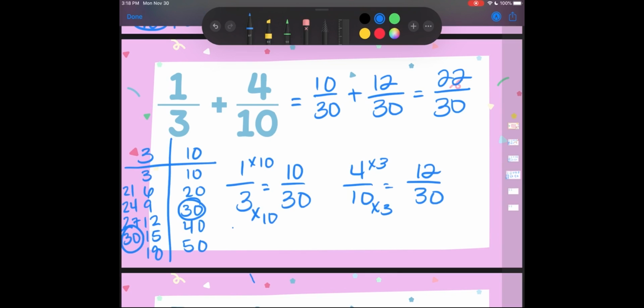And now I can solve this problem. Well, 10 plus 12 is 22, and my denominator was 30. So my answer is 22 30ths.